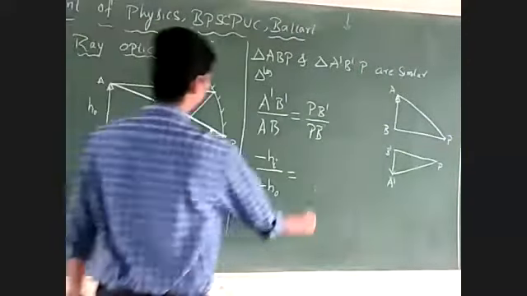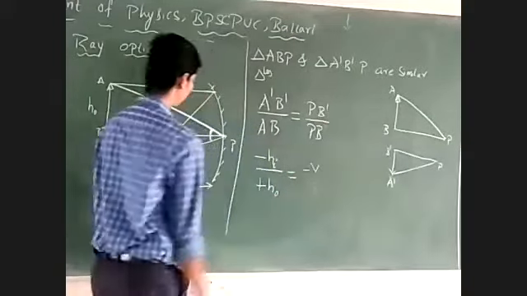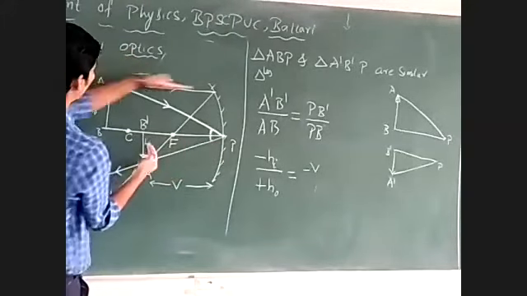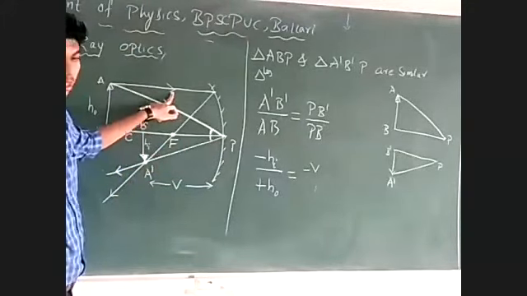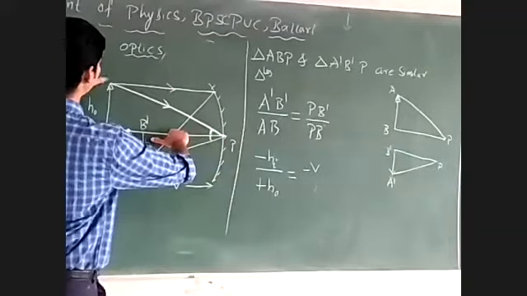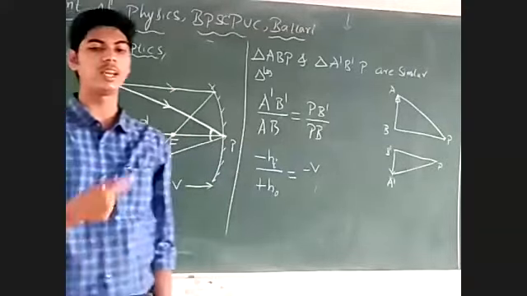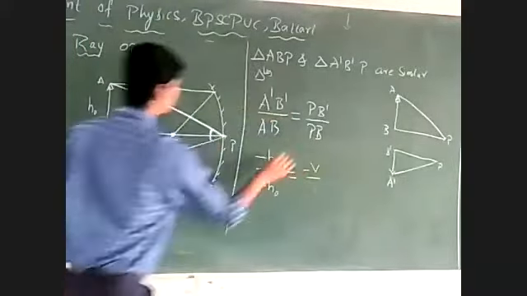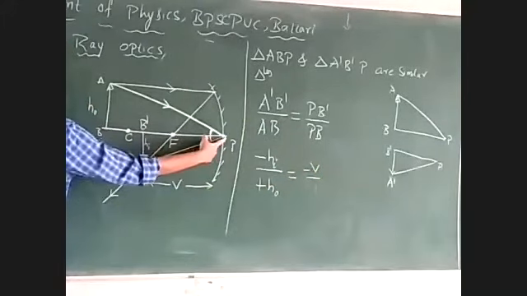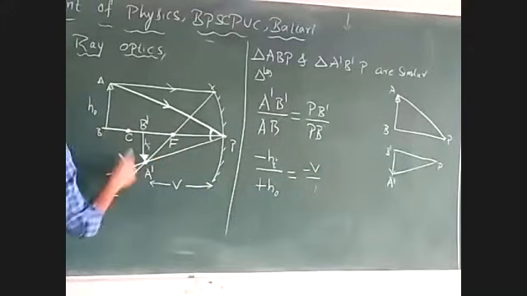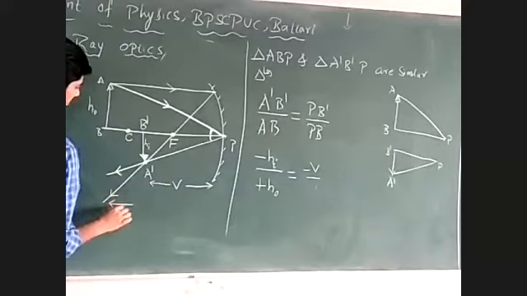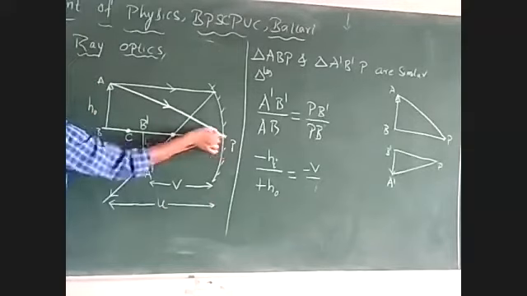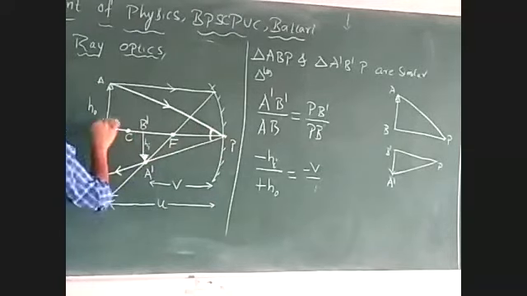It must be minus V. Here we are measuring distance in a direction opposite to the direction of incident light, so it must be taken as negative. So it must be minus V divided by PB. What is PB? PB is the distance between the pole and the position of the object, which is called the object distance.